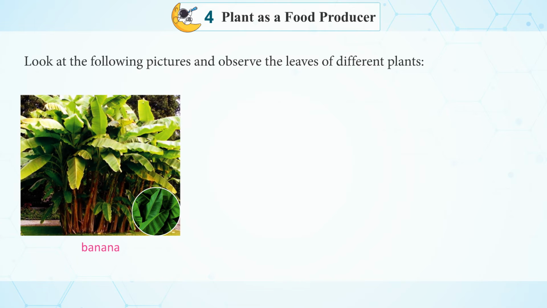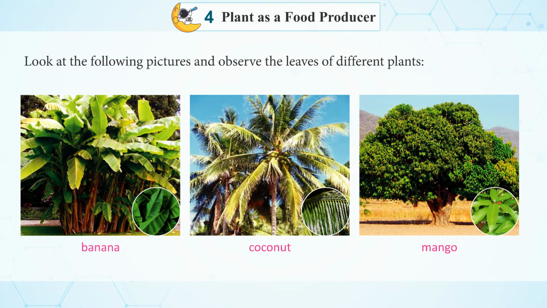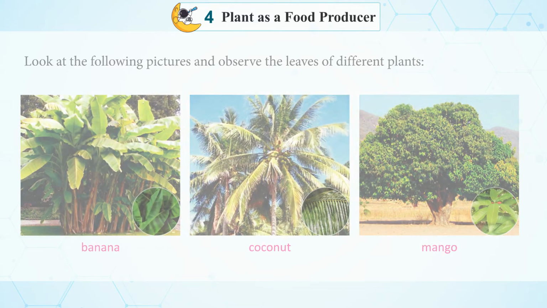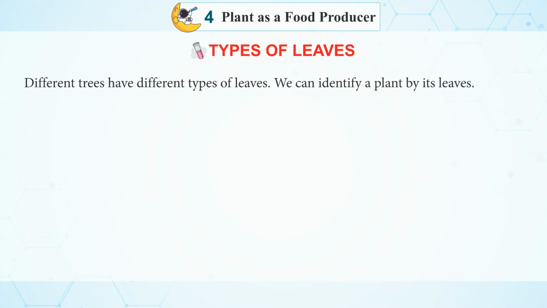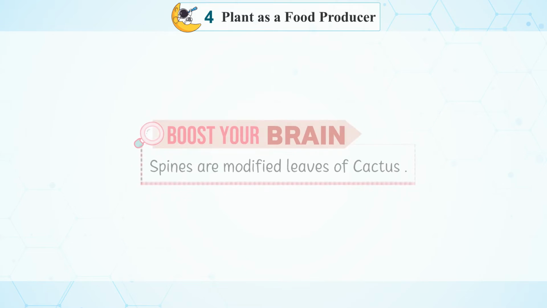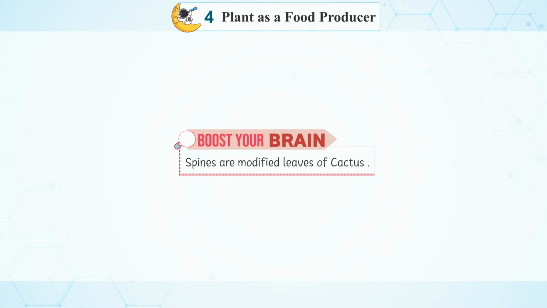Look at the following pictures and observe the leaves of different plants. Different trees have different types of leaves. Types of leaves. Different trees have different types of leaves. We can identify a plant by its leaves. Boost your brain. Spines are modified leaves of cactus.